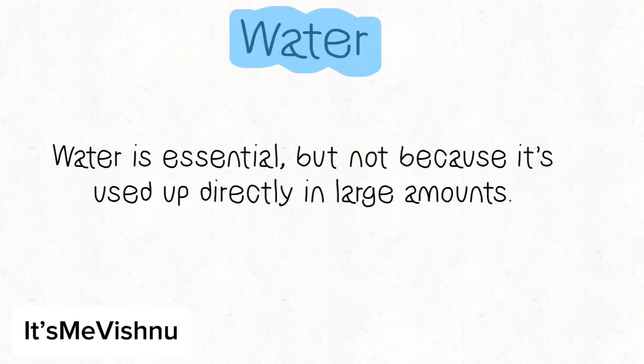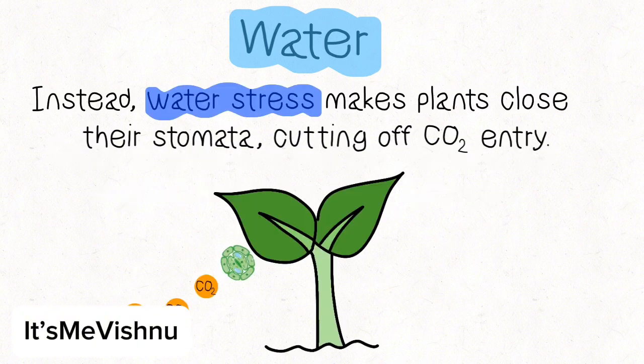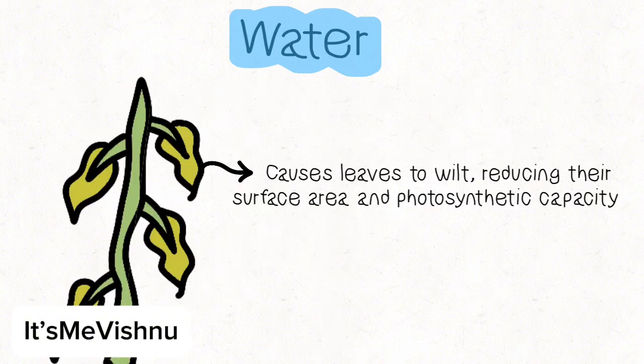Water. Water is essential, but not because it's used up directly in large amounts. Instead, water stress makes plants close their stomata, cutting off carbon dioxide entry. It also causes leaves to wilt, reducing their surface area and photosynthetic capacity.